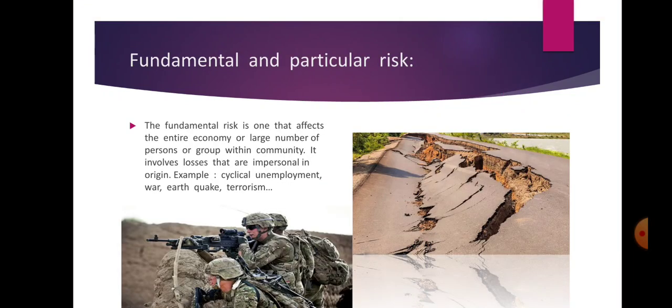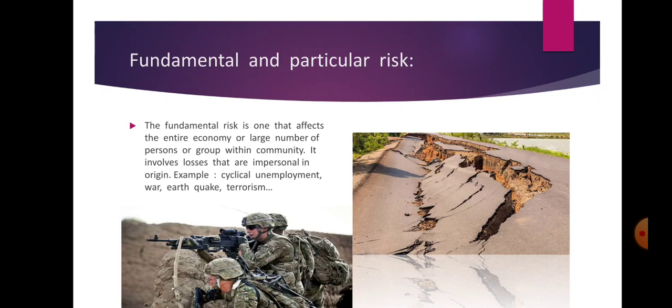Next is fundamental and particular risk. So fundamental and particular risk are kind of reverse types of risk. Fundamental risk is that one which affects the economy as a whole, or a large number of persons, or a large group of people within a community. In the sense, fundamental means it is affecting all, as a whole, to a country, to the world, or to a community or a group of people.